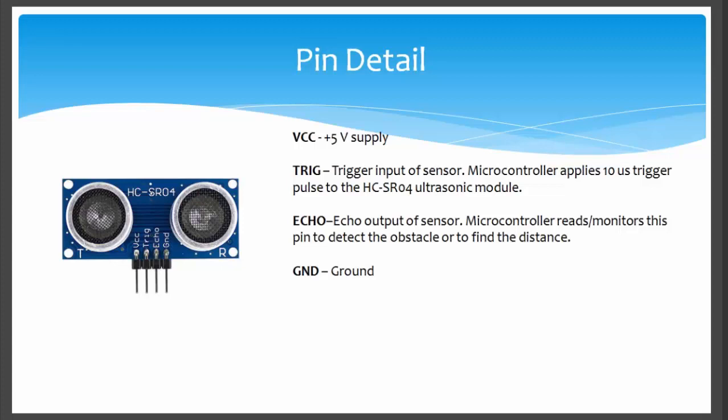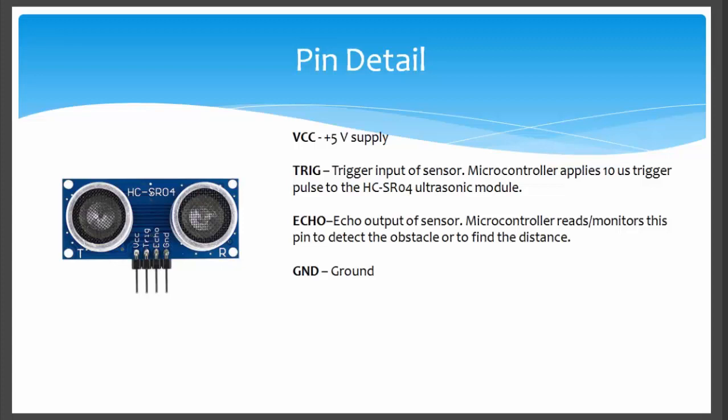Here, pin details of ultrasonic sensor is given. We are using HC-SR04 sensor. It consists of 4 pins. First one is VCC, plus 5 volt supply is given to this pin. Second pin is trigger pin. Trigger is the input of ultrasonic sensor. Microcontroller applies 10 microsecond trigger pulse to the ultrasonic module.